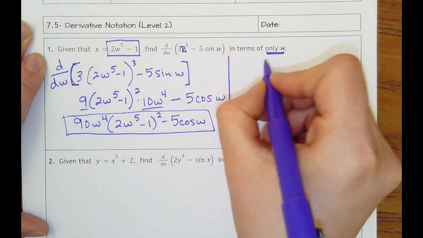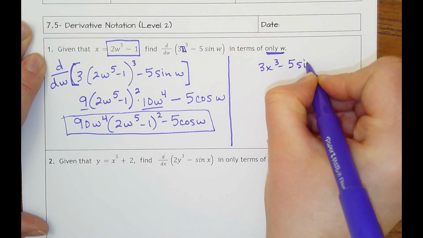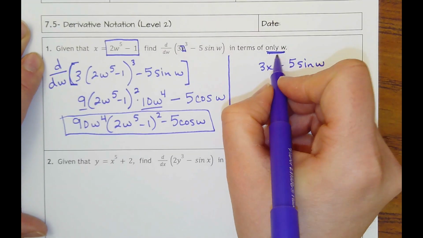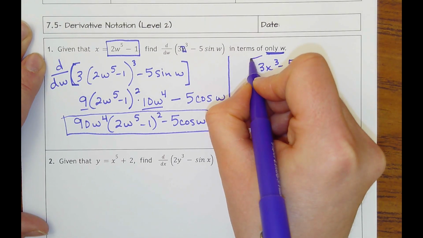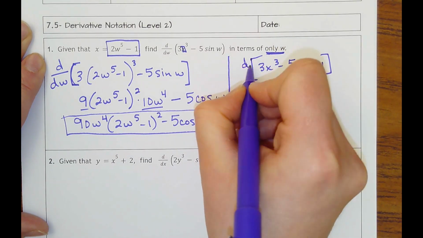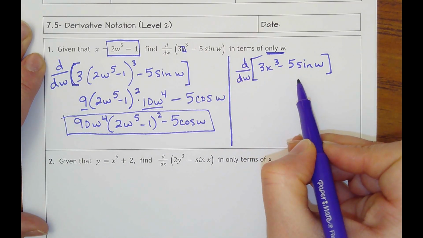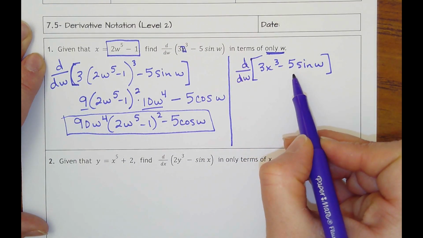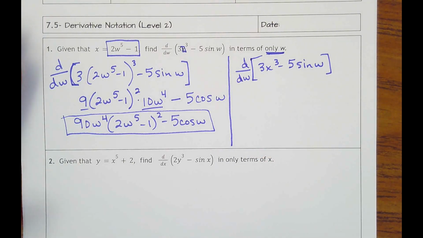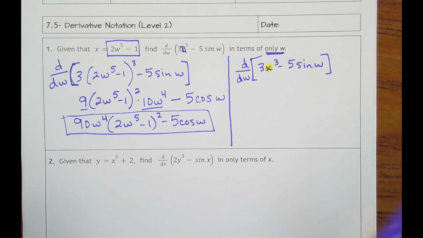So I'm going to write my function again. 3x cubed minus 5 times sine of w. I want to put brackets around it and put d over dw. So I'm taking the derivative of this function in respect to w. The problem's going to be when I have variables that are not w. So like I see this x. That's when it gets weird. But here's what's going to happen.